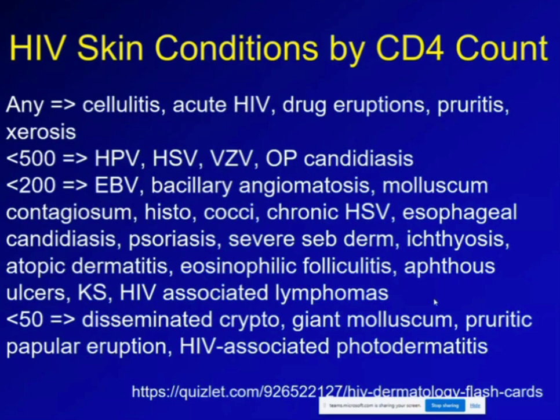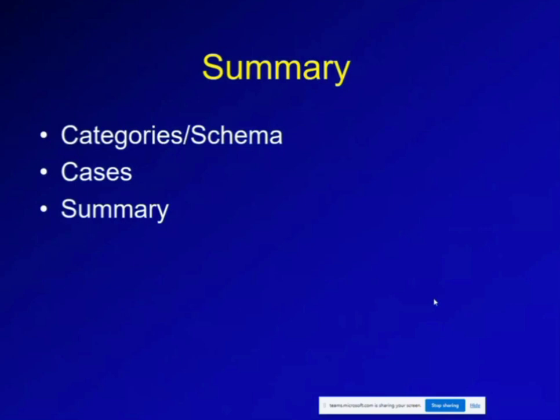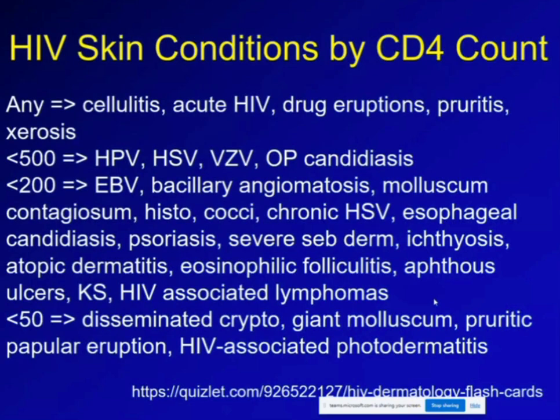Could you see bacillary angiomatosis in any? You could. Yeah. And that's why I'm saying these things are helpful as a rubric to keep big categories in mind, but recognize things can slide in and out. I've seen KS above 200. Of course. Yeah.